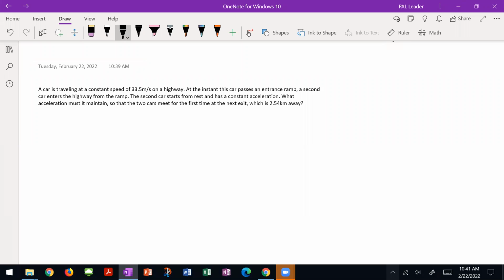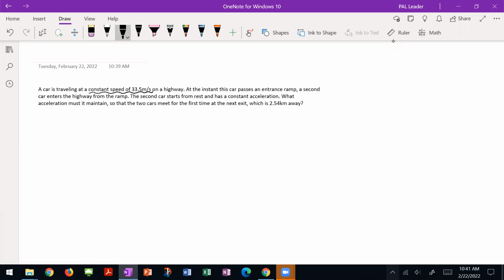A car is traveling at a constant speed of 33.5 meters per second on a highway. I'm going to call that, actually, I'm going to wait on assigning variables until I read the whole problem.